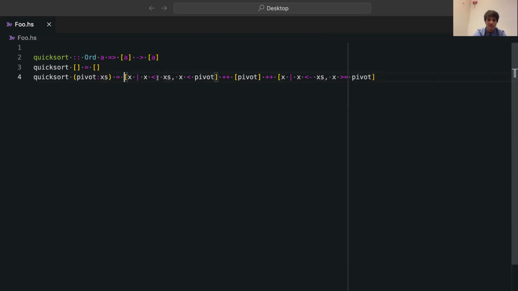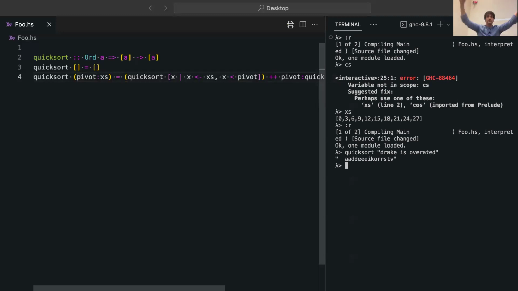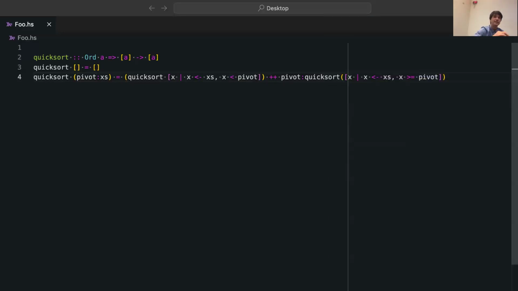Okay. But we're not finished yet. Because what remains to do here? Quick sort on those. Okay. Actually, it's more appropriate to do this, I think. Okay. Let's cross our fingers. Hooray. Ta-da. How many lines? 2.